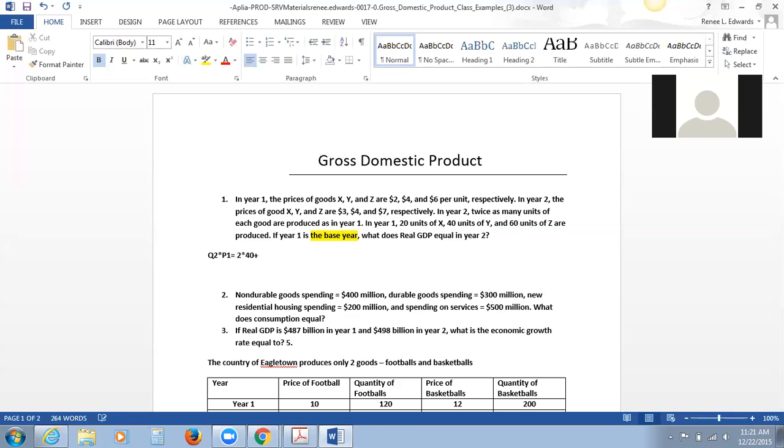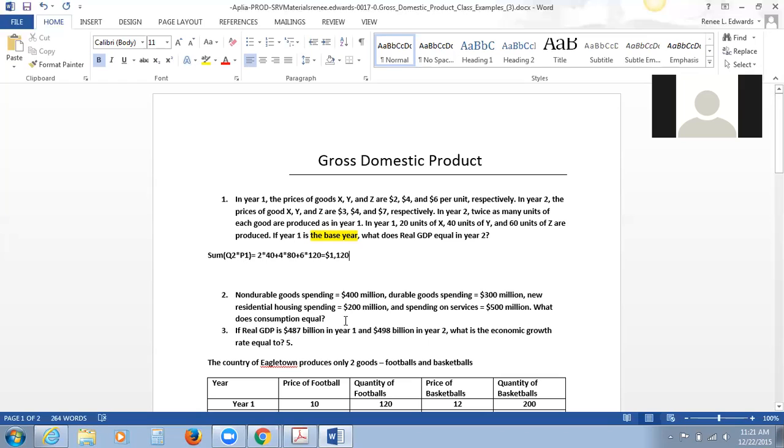plus $4 times 80 plus $6 times 120. And that's going to give you, when you sum all of those together, and again, remember you want to make sure when you're calculating real GDP, and I didn't put this up here, you want to have the sum of everything that was produced in year two times that price in year one. All right, so when you sum all of these together, you're going to get 1,120. So what is real GDP in year two with year one the base period? 1,120.